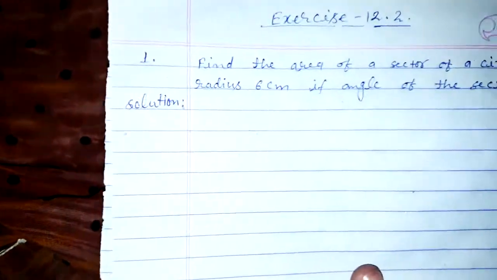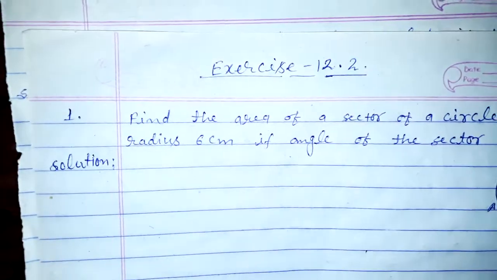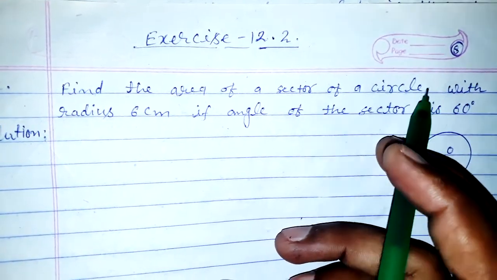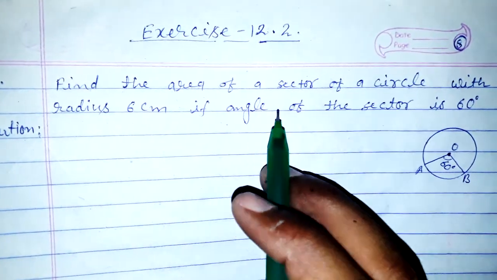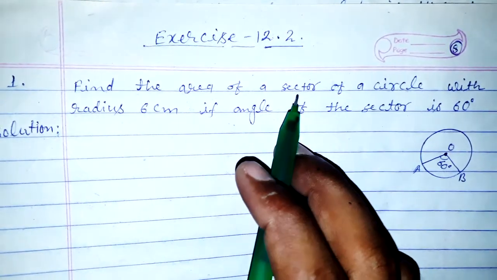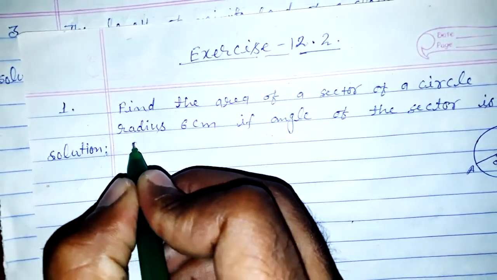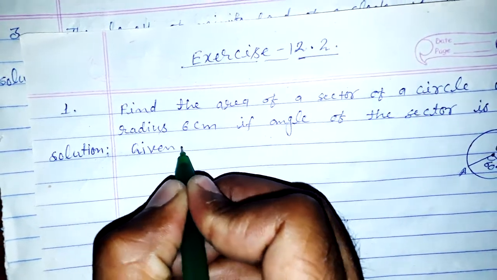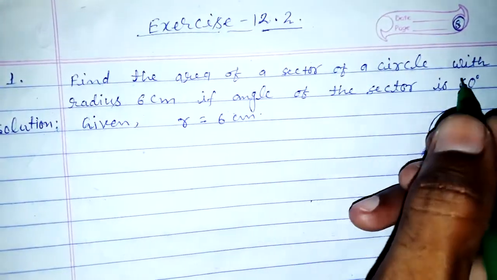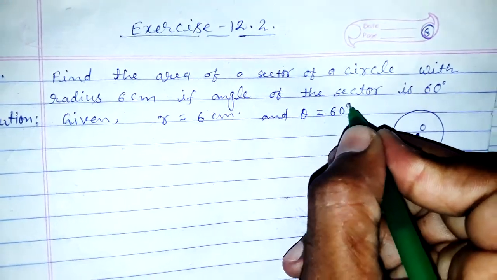Now start exercise 12.2. Find the area of a sector of a circle with radius 6 cm if the angle of the sector is 60 degree. So here we find the area of the sector. Given r is equal to 6 cm and angle theta is equal to 60 degree.